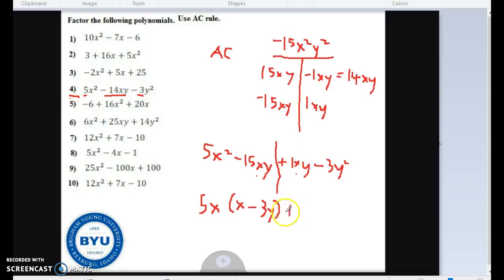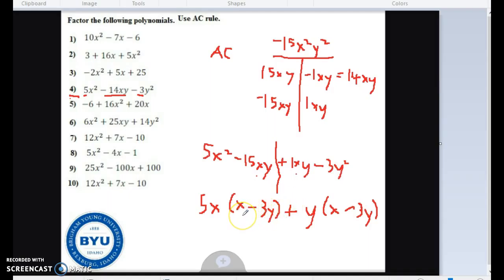Now for the second piece of this, it looks like I have a common factor of just y. So I'm going to go ahead and put my plus again. And then y is the common factor, so I'll write it here. And then inside the parentheses I have x minus 3y. So let's double check that. Does y times x equal 1xy? Yes, it does. And does y times minus 3y equal minus 3y squared?